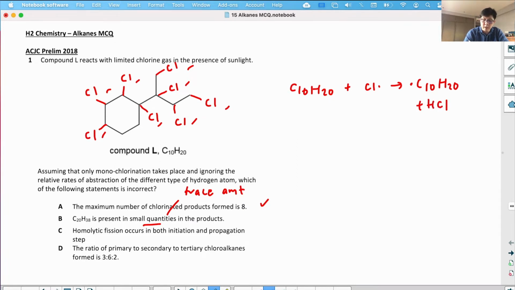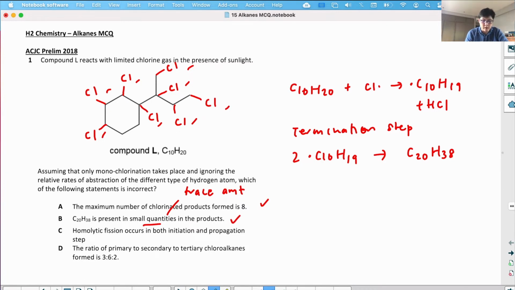So in the termination step, you'll realize that two of these can combine to form a product. You have kicked out a H already, so this must be C10H19. Two of them will combine to form a side product, something like C20H38. So this statement is correct.